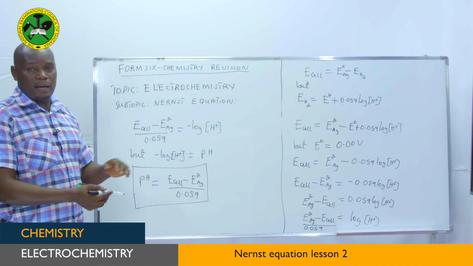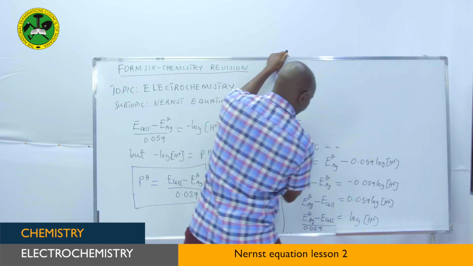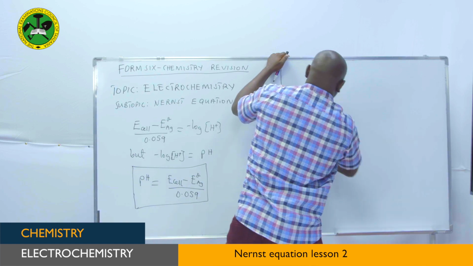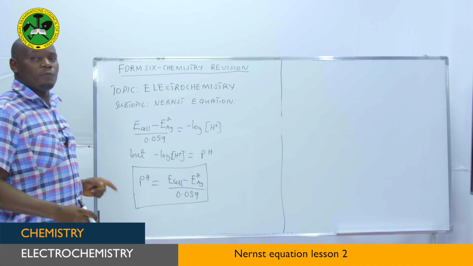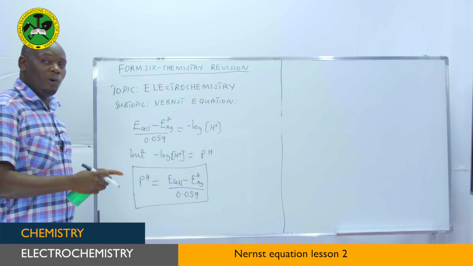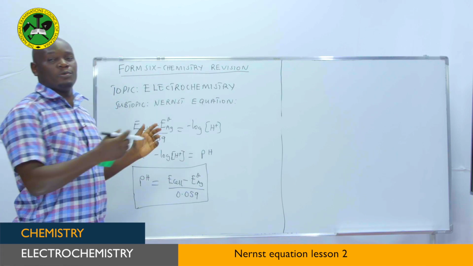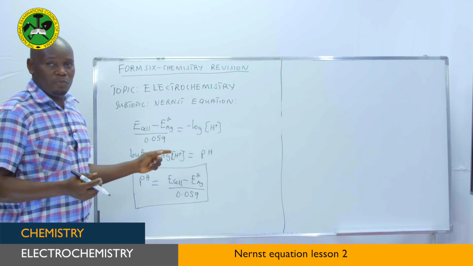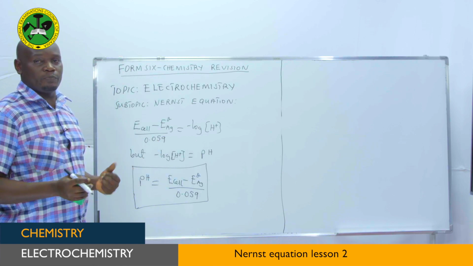So let us consider another part, which is also an application of standard electrode potential, which is the prediction of the feasibility or occurrence of a reaction. How can you predict, or how can you know, that this reaction will take place or will occur and this reaction will not occur? By using standard electrode potential, you can judge whether the reaction will take place or will not take place.